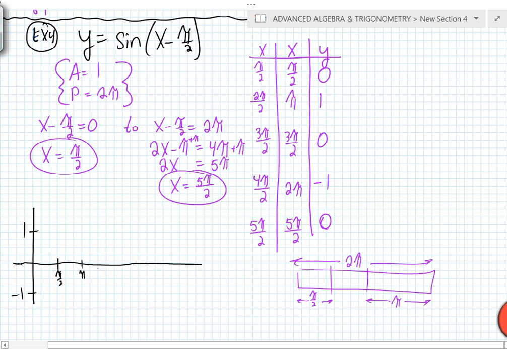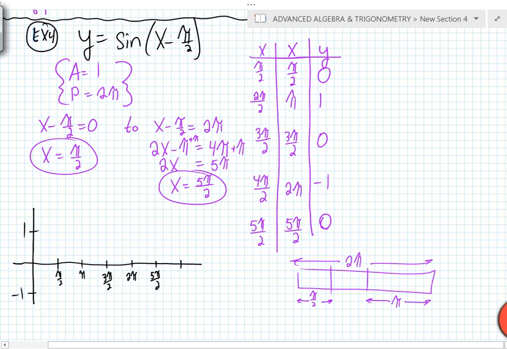And next up, let's see, we got a tick mark here. Let's get a couple more tick marks. So this is going to be 3 pi over 2. This is 4 pi over 2, which is really 2 pi. And this is 5 pi over 2. And you could keep going if you wanted. It's unnecessary.